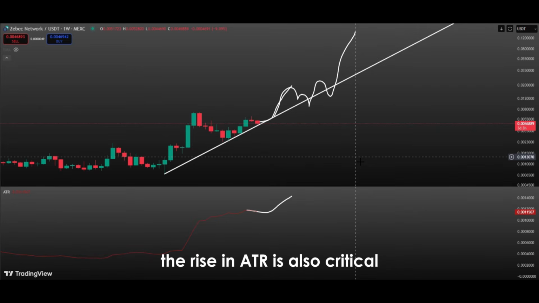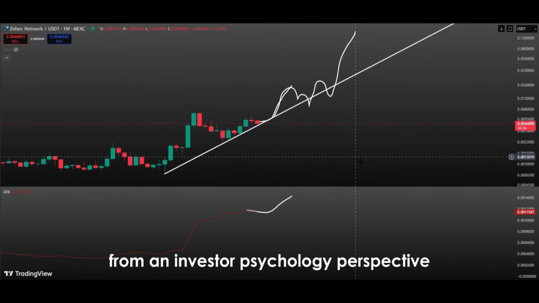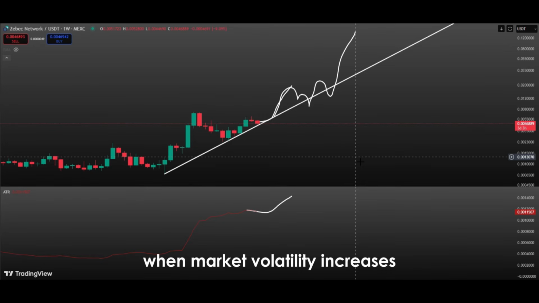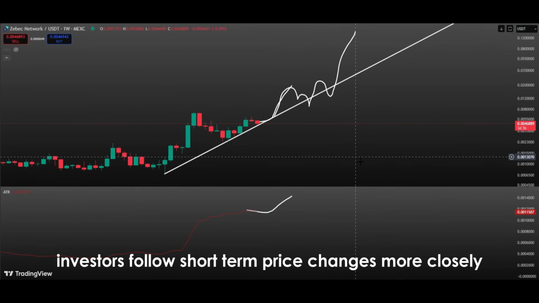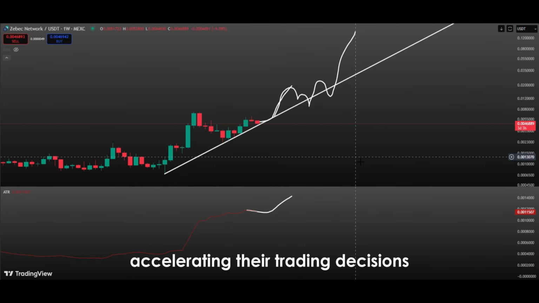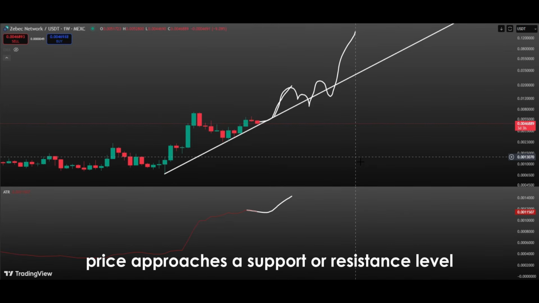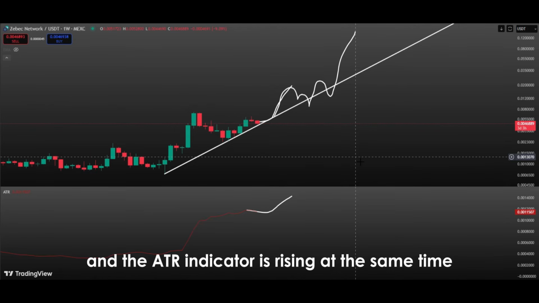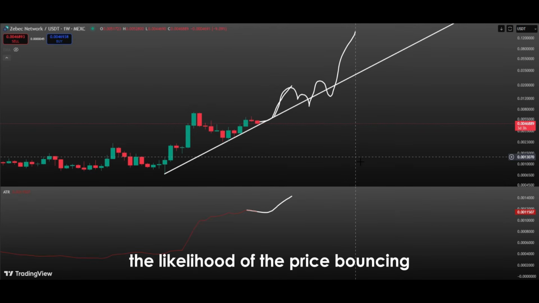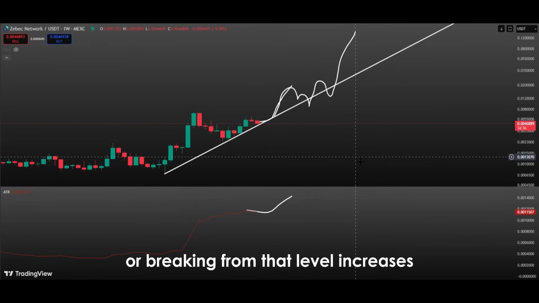The rise in ATR is also critical from an investor psychology perspective. When market volatility increases, investors follow short-term price changes more closely, accelerating their trading decisions. For example, if the price approaches a support or resistance level and the ATR indicator is rising at the same time, the likelihood of the price bouncing or breaking from that level increases.